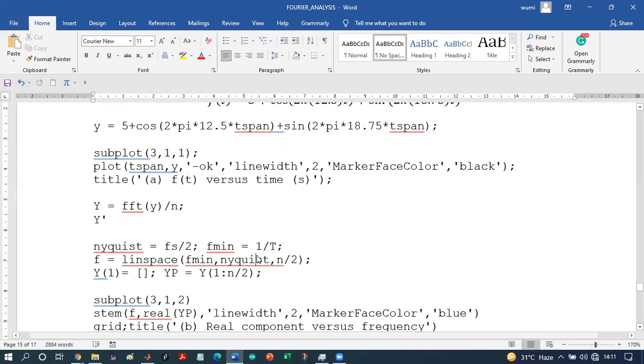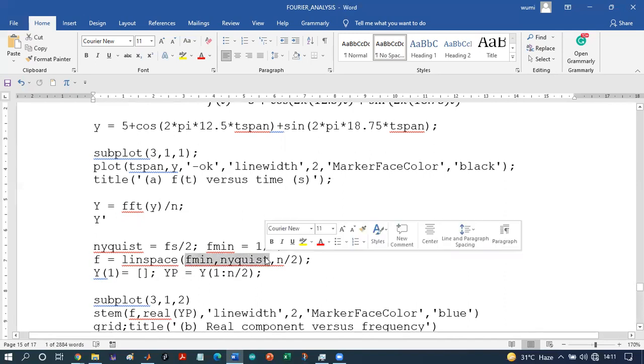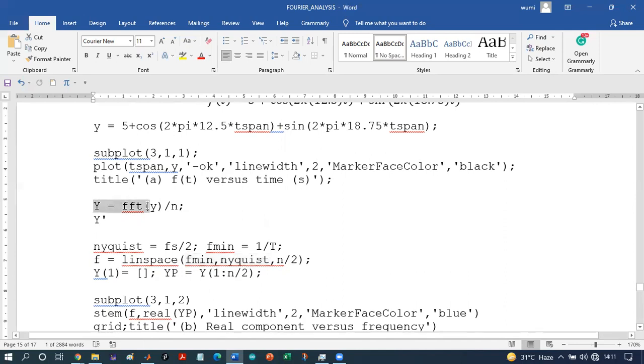So it can either be the maximum frequency or the Nyquist frequency. Remember we said that the Nyquist frequency is the maximum detectable frequency in a signal. So we are plotting from the minimum to the maximum. Then we know that our y is already the f of t.